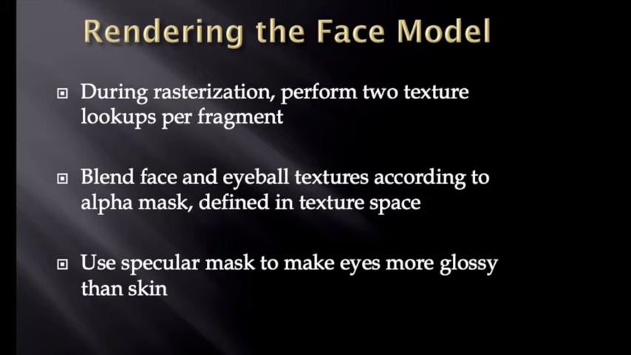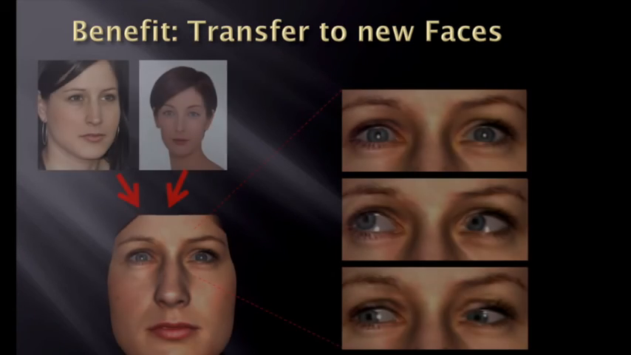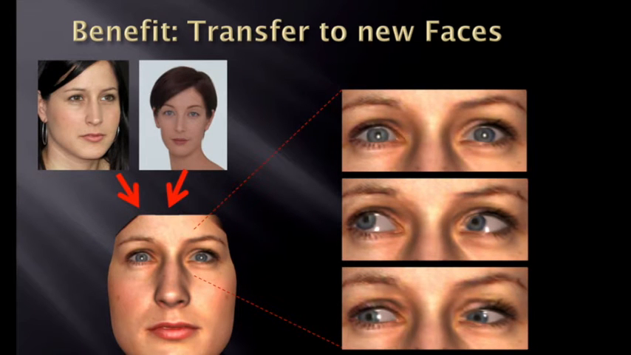Yeah, while rendering, we can add some specular highlights in order to have the eyes look more glossy than the skin. And yeah, we were able to blend the face and the eyeball textures according to the alpha mask that we used before. If you remember, this red mask that we can use to define the influence of the texture and the influence of the eye movement along the face. And this actually benefits this transfer to new faces.